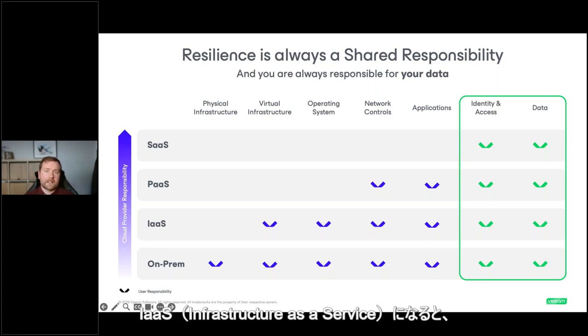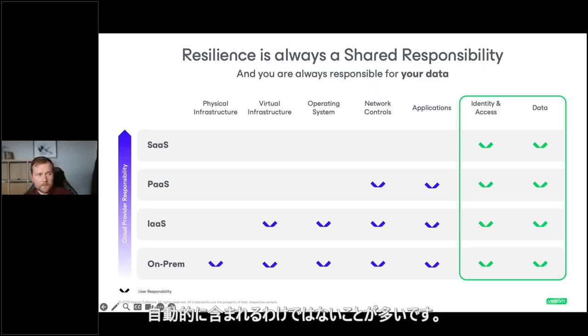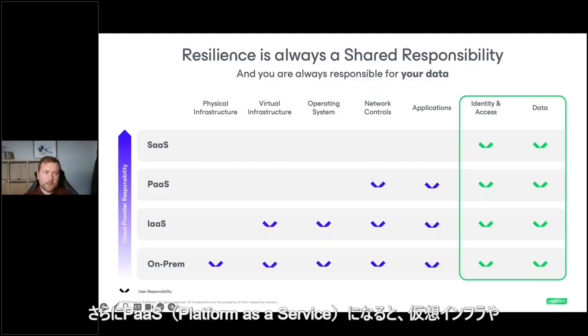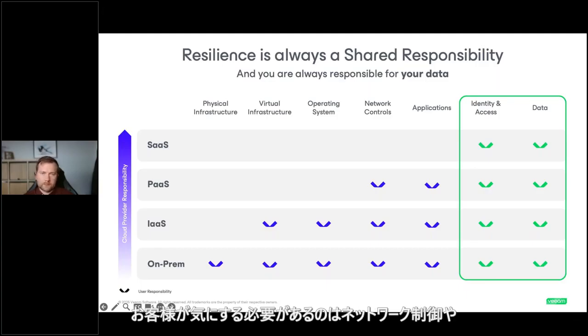And then this is where things start to get a bit more gray. We start to look at IaaS, infrastructure as a service, where, okay, that physical infrastructure layer has been taken away, but we're still responsible for everything else. And sometimes people misunderstand that and think that data protection is rolled in, but oftentimes it's not. And then it gets even more blurry when we think about PaaS. And suddenly the virtual infrastructure, the operating system, they've been stripped away as well. We only really need to worry about the network controls, the applications on there, the identity and the data.